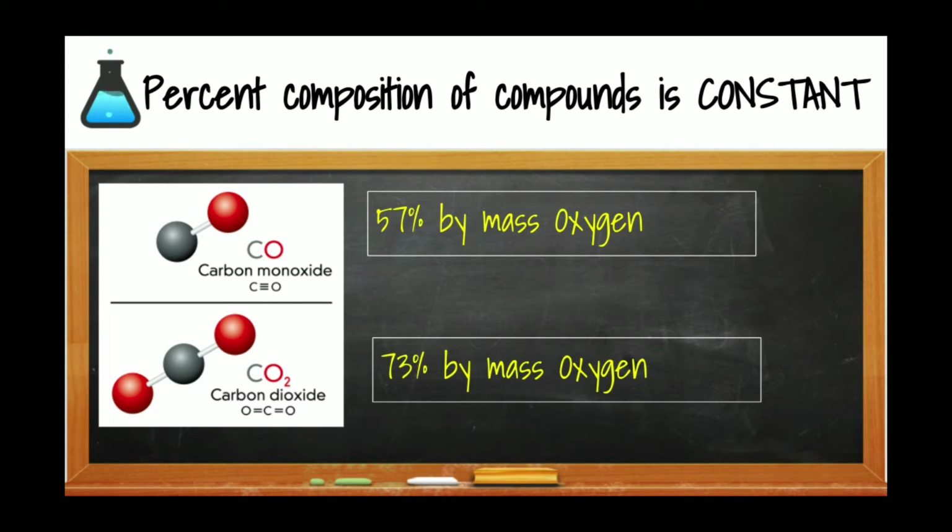This odorless, colorless, poisonous gas can be distinguished from another compound of carbon and oxygen, carbon dioxide, a less poisonous compound, because carbon dioxide, which contains one carbon and two oxygens, is 73% by mass oxygen. So different compounds will have different percent by masses of the elements that make them up. Remember, different compounds will have different names and different physical and chemical properties.